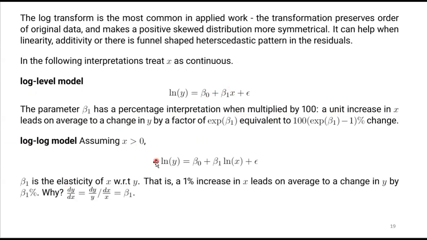If you transform both sides, log-log, this tends to be quite popular in economics, economic models. What you get is beta, the interpretation now is what they call elasticity of y with respect to x. That's kind of economic speak. So this tells you what it means. It tells you percentage change: a 1% change in your input leads on average to a change in y by beta 1%.